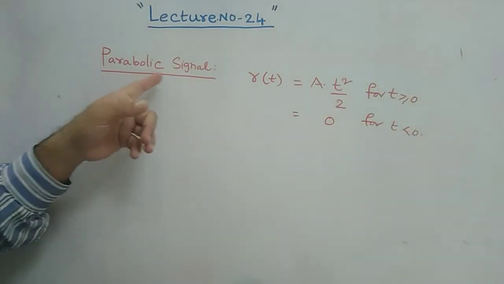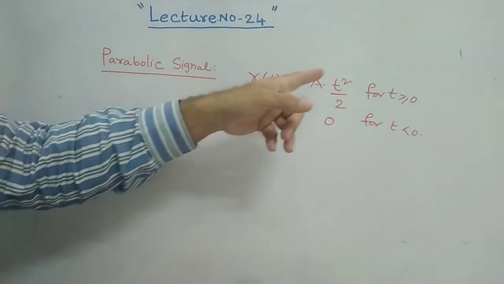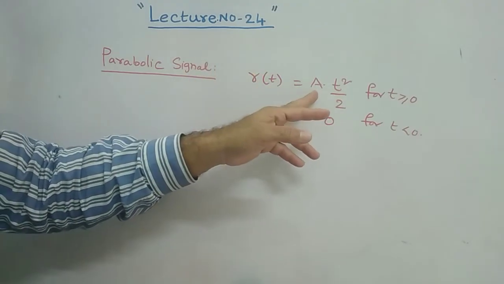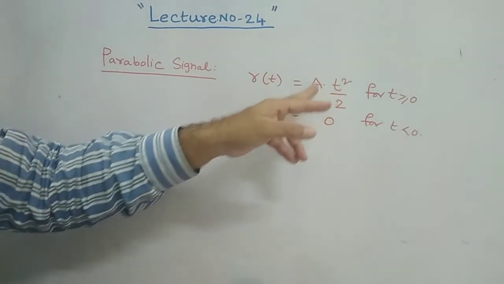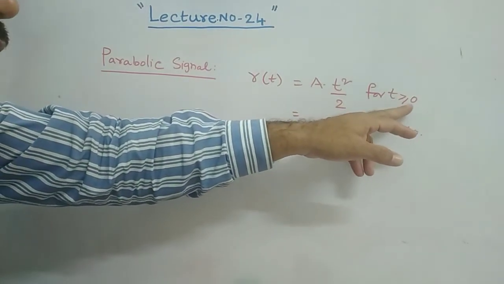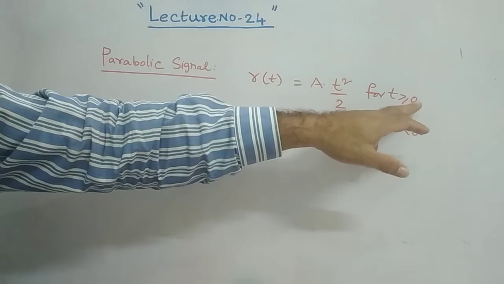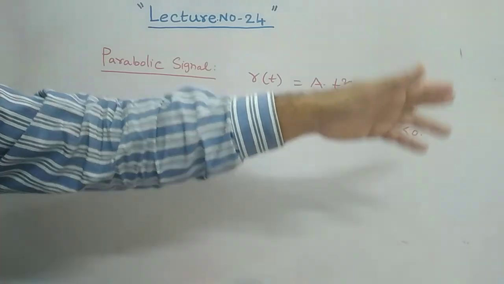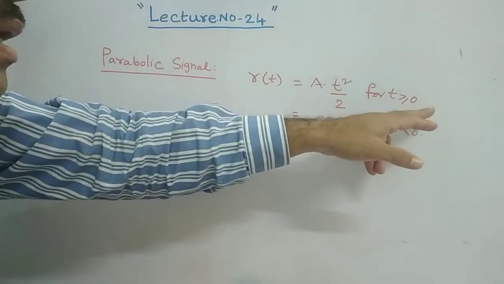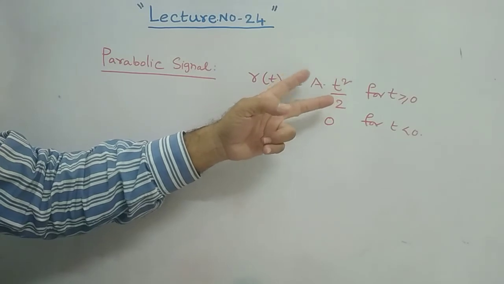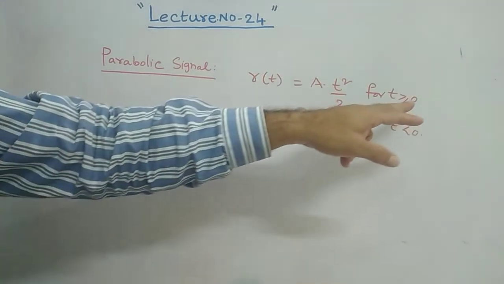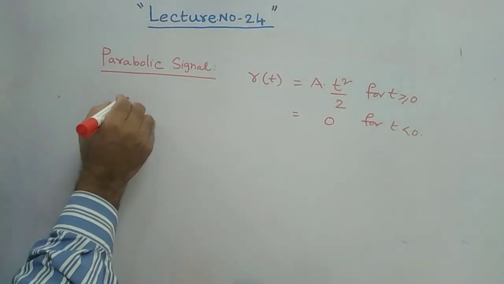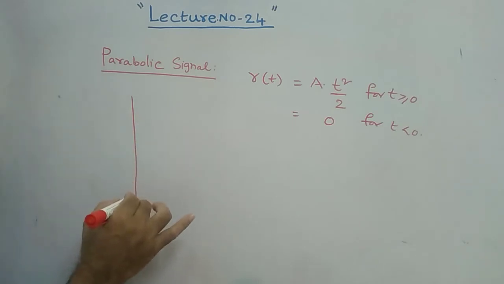The parabolic signal can be represented mathematically like this. This is the mathematical definition. r of t is equal to a into t square by 2, and this function exists for t greater than or equal to 0. This means from 0 up to plus infinity. So this is the starting limit. It starts from 0 up to infinity, and within that range of time, the function is given like this only. Below t less than 0, this function becomes 0.